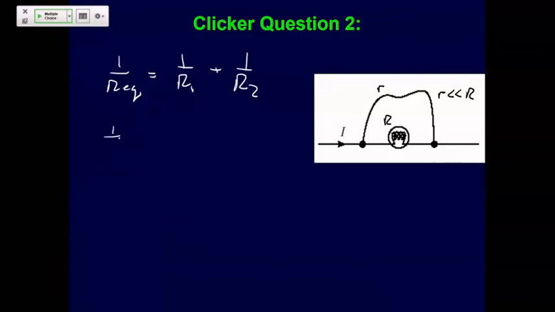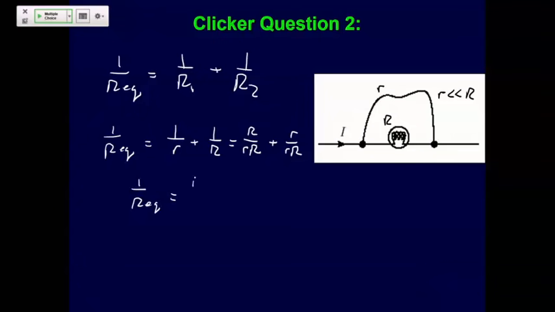And if I solve for this, I get 1 over R EQ equals 1 over little r plus 1 over big R. The best way to think about this and solve it is to make a common denominator, so we have to go back and do some fraction business. So I'll get big R over little r times big R, plus little r over little r times big R. So 1 over R EQ, when I add these up, is big R plus little r over little r times big R. And then finally, when I solve for R EQ, I flip it all over, and I get little r times big R over big R plus little r.